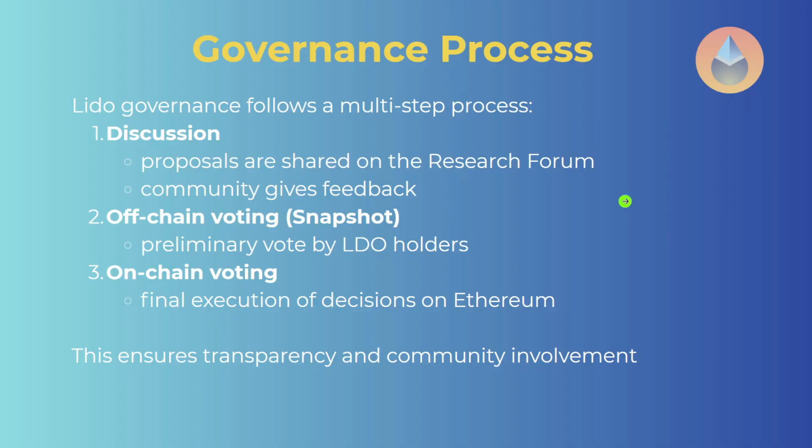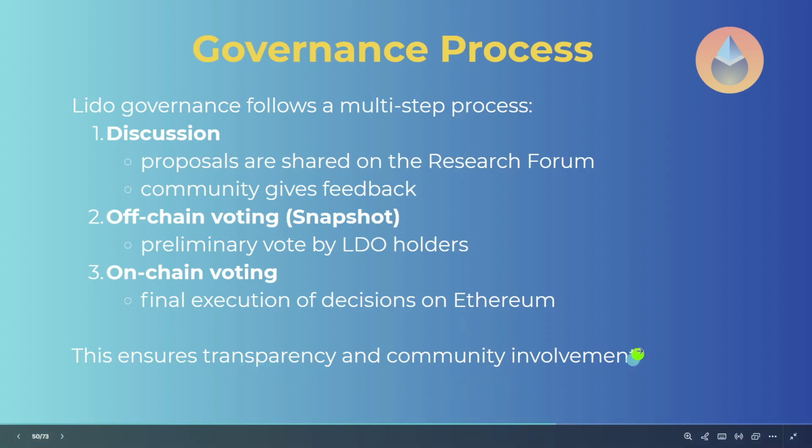So let's talk about how the Lido governance process works. The first step is the discussions. Proposals are shared on the research forum and the community gives feedback. Then there is off-chain voting on Snapshot. This is a preliminary vote by LDO holders, done to avoid spending too much gas on chain. Then there is on-chain voting, the final execution of decisions on Ethereum. This is a standard pattern of DAOs. This ensures transparency and community involvement.